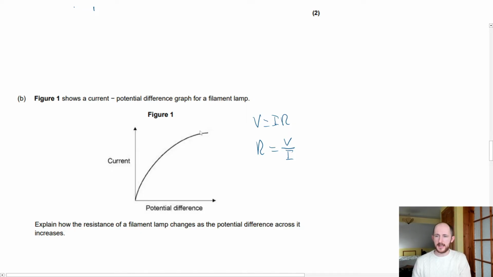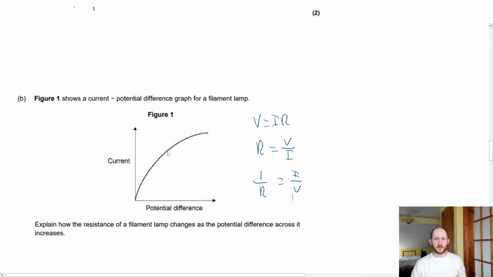This line here is actually the inverse of the resistance. It's actually 1 over R is I over V. So the gradient is actually 1 over R, which means as this curve gets less steep, it means the resistance is increasing, not decreasing. That's the annoying thing about this kind of graph.